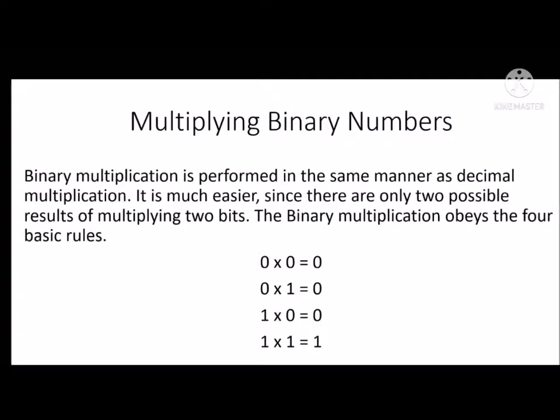Multiplying binary numbers. Binary multiplication is performed in the same manner as decimal multiplication. It is much easier since there are only two possible results of multiplying two bits. The binary multiplication obeys the four basic rules. 0 times 0 is equal to 0, 0 times 1 is equal to 0, 1 times 0 is equal to 0, and 1 times 1 is equal to 1.